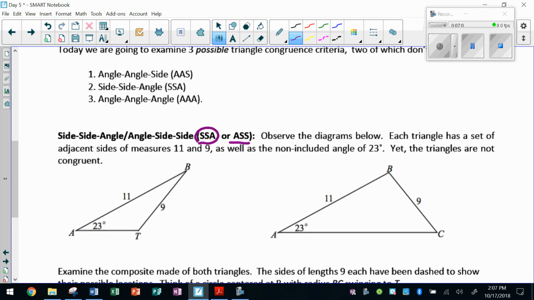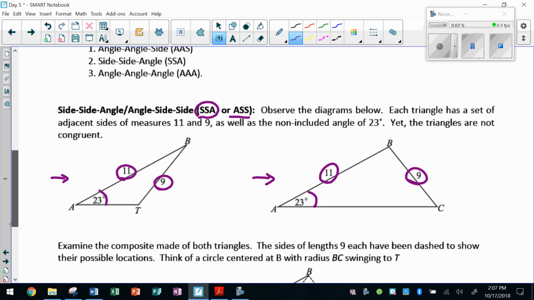Observe the diagrams below. Each triangle has a set of adjacent sides of measures 11 and 9, as well as a non-included angle of 23 degrees. Yet the triangles are not congruent. As you can see, this triangle is a very different size from this triangle here. However, if you look, you have a side and an angle congruent to a side and an angle, yet the 2 triangles are completely different shapes. So you can kind of see that side-side-angle or angle-side-side doesn't work, okay?